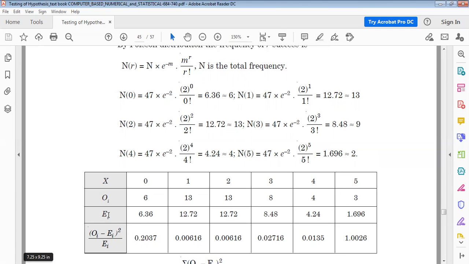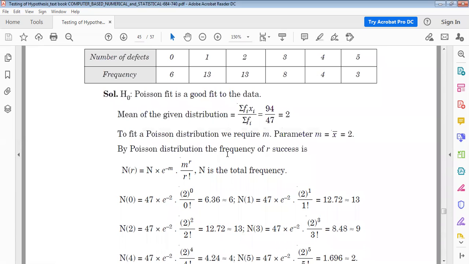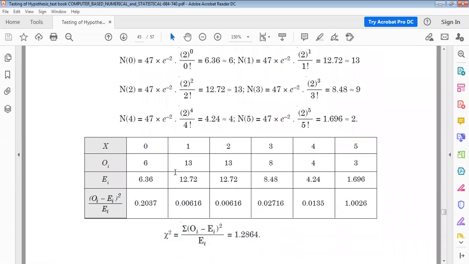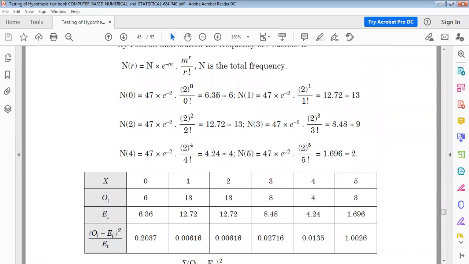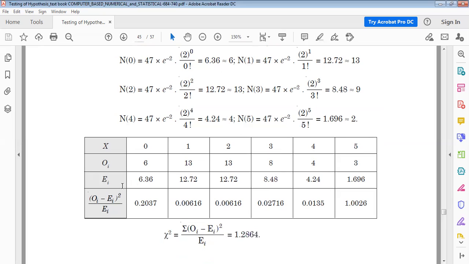Now the expected values are 6, 13, 13, 8, 4, 3. The fractional expected values are 6.36, then 12.72, and this is also 12.72, and this is 8.48, and this is 4.24, and this is 1.696. Now this minus this, divided by the expected value, will be this. Similarly for each of the remaining terms.